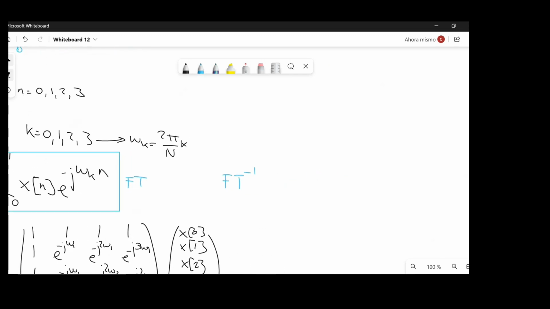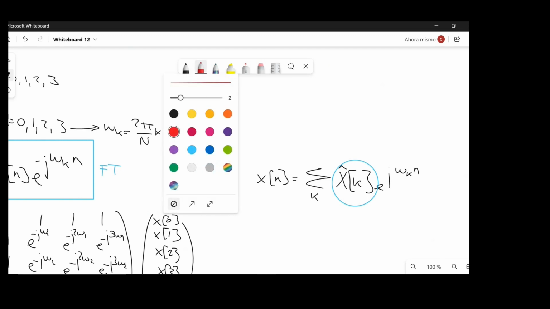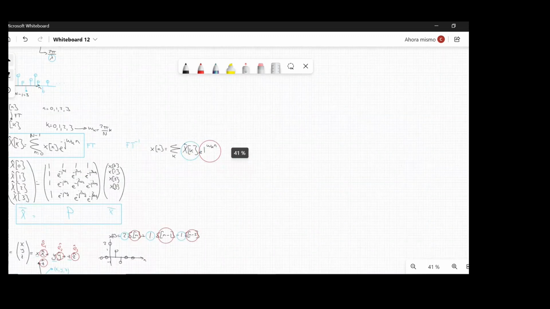So I write it this way. Let's say that x of n is the sum, now over the frequencies of the Fourier transform times, and now I have the same structure again. I have some coefficients, I have some bases. So what is the difference between these two things?